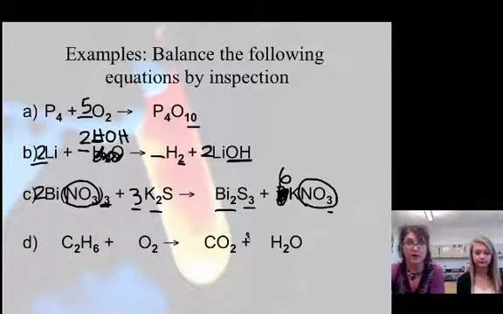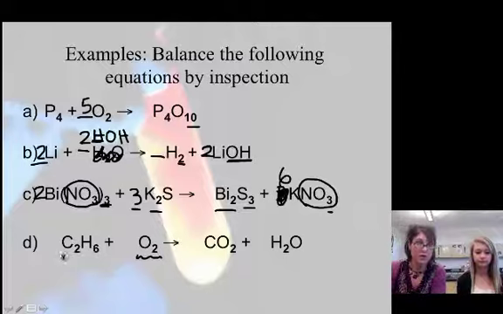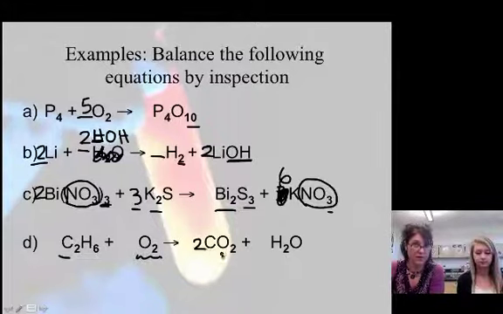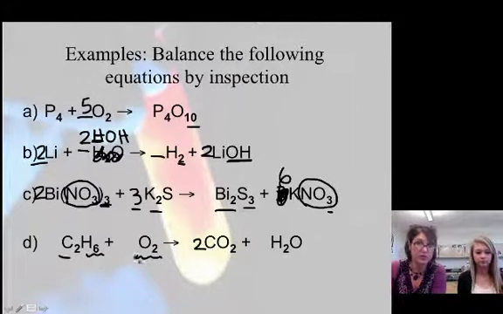Let's do one more. I wanted to make sure we did an oxidation one. Because in these ones where we're adding oxygen to something, it's easiest to save the oxygen for last. So let's count carbons. You have 1 carbon but 2 atoms of it. Right, okay, so I'm going to put a 2 in front of the carbon dioxide on the other side so that carbon is fixed. Now don't worry about oxygen yet, let's just fix the hydrogen.